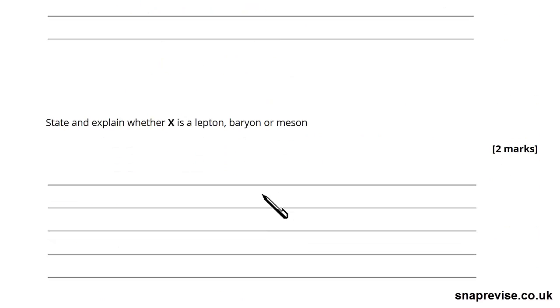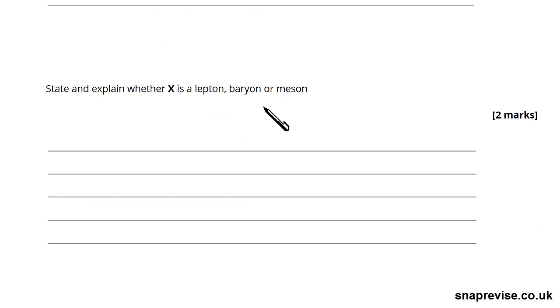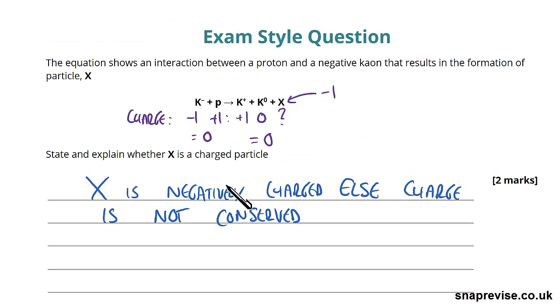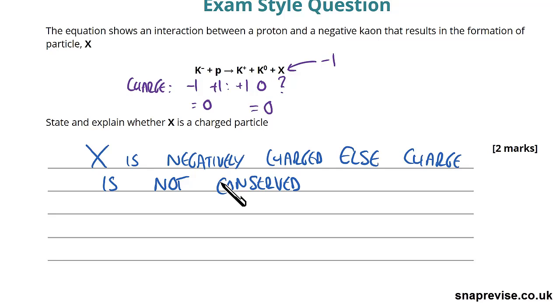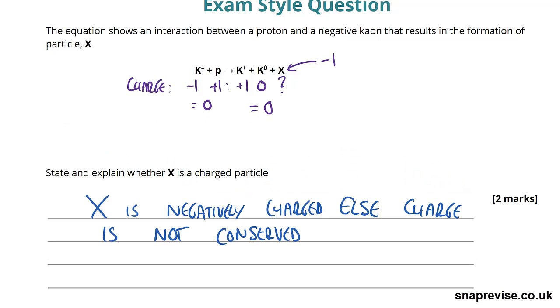So moving on, we need to state and explain whether x is a lepton, baryon, or meson. The very first thing we're going to do is simply look at the baryon number. Because we've got a proton on this side, and all of these mesons have a baryon number of 0, that's going to be very straightforward. The K- has a baryon number of 0, the proton, baryon number of +1, the K+ has a baryon number of 0, the K0, baryon number of 0, because they're both mesons, so we're left wondering what the x is.